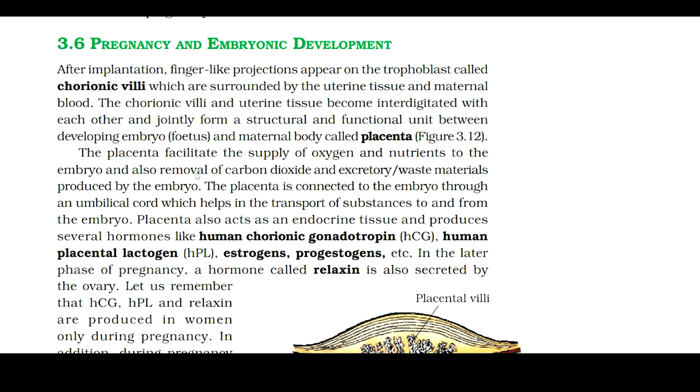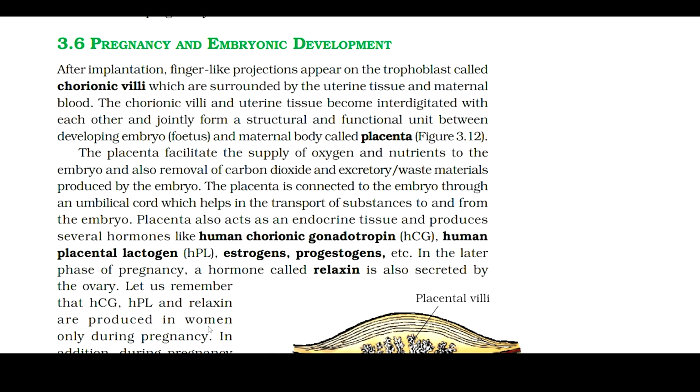The placenta is connected to the embryo through an umbilical cord, which helps in the transport of substances to and from the embryo. Placenta also acts as an endocrine tissue and produces several hormones like human chorionic gonadotropin (HCG), human placental lactogen (HPL), estrogens, progesterones, etc. In the latter phase of pregnancy, a hormone called relaxin is also secreted by the ovary. Let us remember that HCG, HPL, and relaxin are produced in women only during pregnancy.